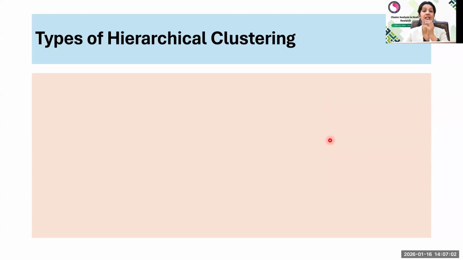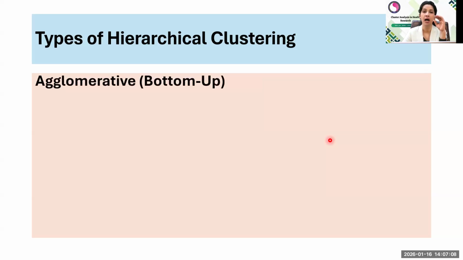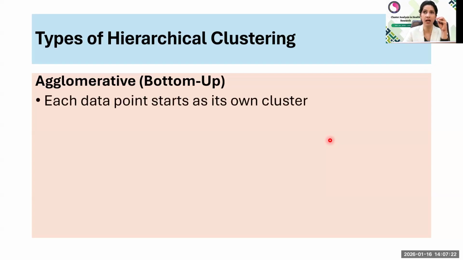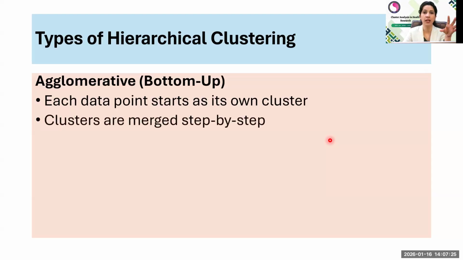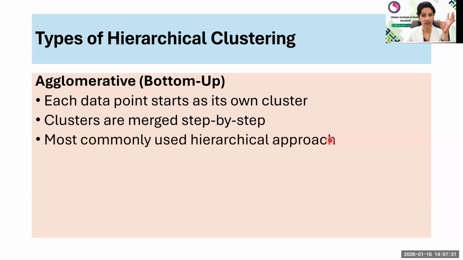So like I said, there are basically two types of hierarchical clustering. The first one is known as agglomerative hierarchical clustering. If you start from the individual patient and then keep on merging those patients or the variables, whatever you are taking, then it is bottom up. Each data point starts as a cluster, and then you keep on merging those clusters, and then ultimately you make a larger cluster. So today we will learn this agglomerative type of hierarchical clustering. And in health, you will see mostly this agglomerative hierarchical clustering is done.